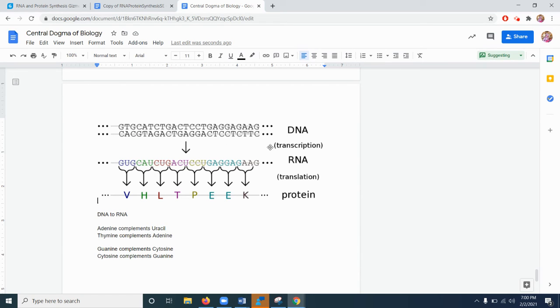And what you have to do in the gizmo is transcribe it, and it follows rules. The rules are right here. Adenine complements uracil. When the gizmo asks you for the complementary strand, it's asking what base will pair with the base in DNA. So, for example, let's do one together.